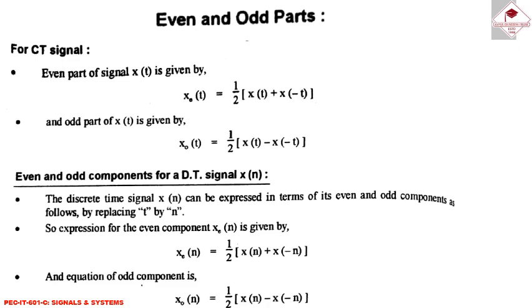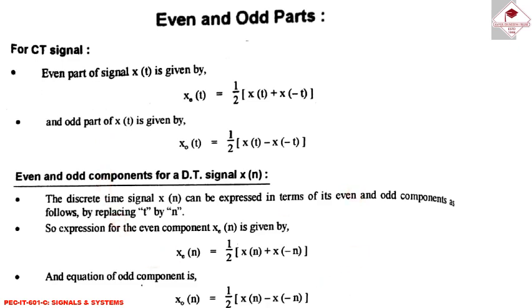Next, determination of the even and odd parts. For a continuous time signal, the even part of the signal is equal to half of x(t) plus x(-t), and the odd part of the signal is equal to half of x(t) minus x(-t). The even and odd components for a discrete time signal x[n] can be written in terms of n. The even part of the signal is equal to half of x[n] plus x[-n], and the odd part of the signal is equal to half of x[n] minus x[-n]. In this way the continuous time even and odd parts and the discrete domain even and odd parts can be constructed like this.